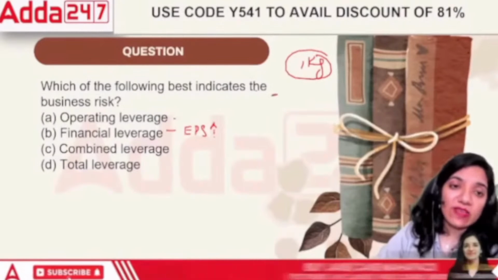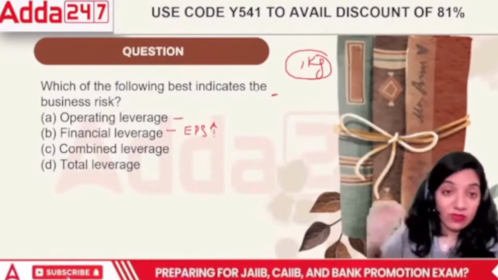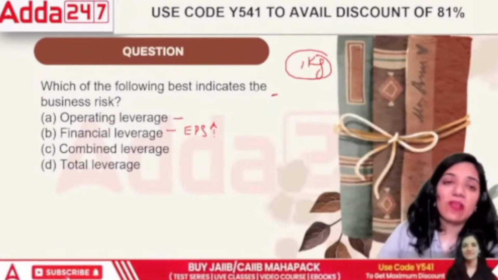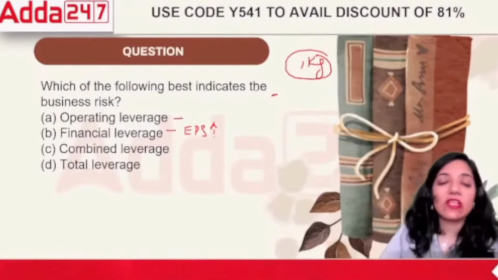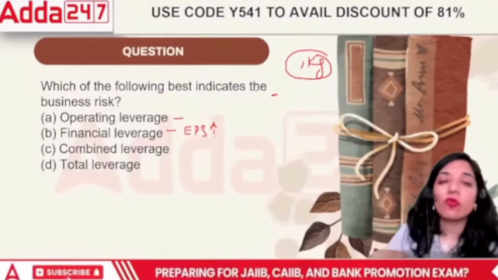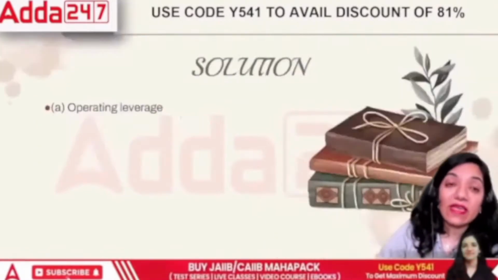Then we have operating leverage. Operating leverage means a leverage which talks about maximum profit for the business, the day-to-day profit there, right? And then we have combined leverage. Ultimately, operating and financial leverage coming together becomes combined leverage. And then we have something called total leverage. Technically, there's nothing called total leverage there. We call it the combined leverage.